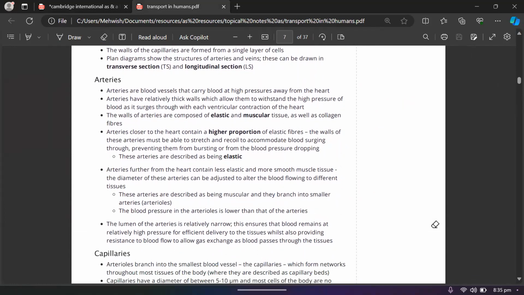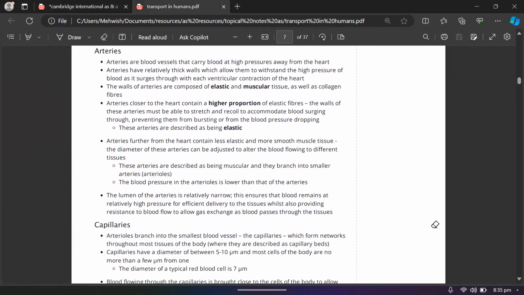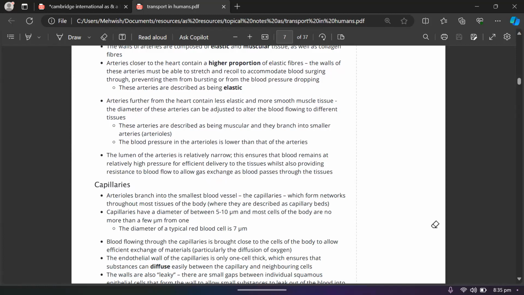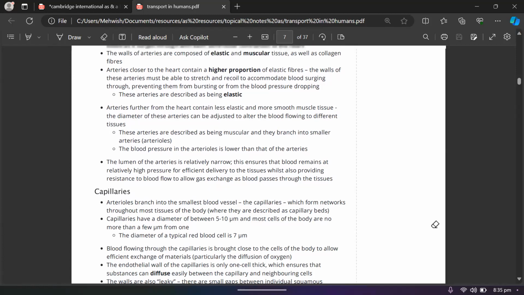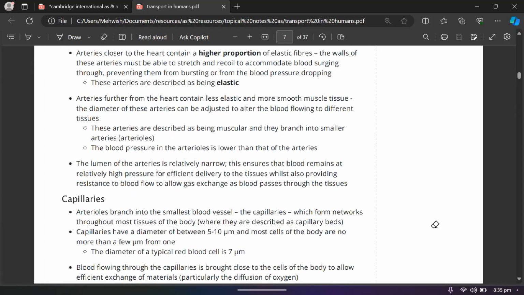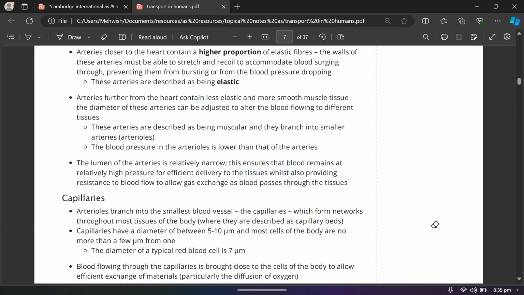We have also talked about the elastic artery and the muscular artery. Elastic arteries are the ones that have more elastic fibers in them, and the muscular arteries have a higher proportion of muscles in them, right? Now, when an artery reaches the organ to which it is supplying blood, right?